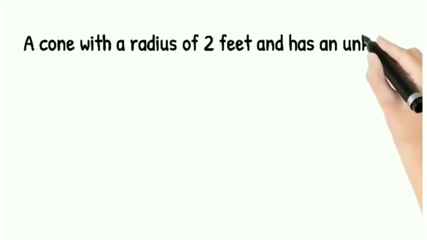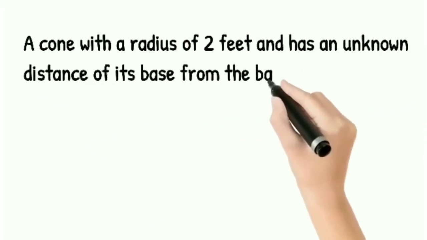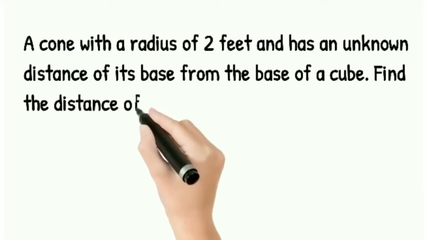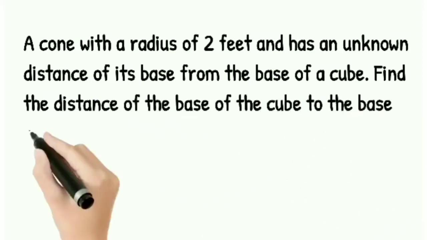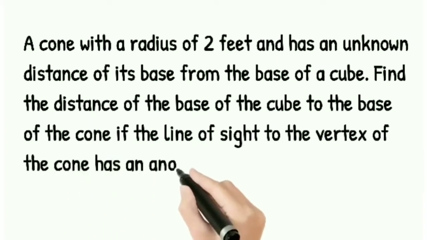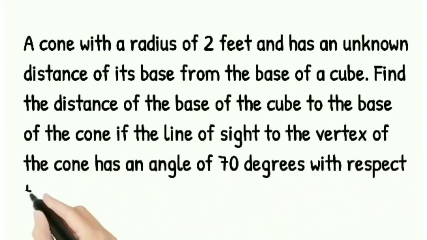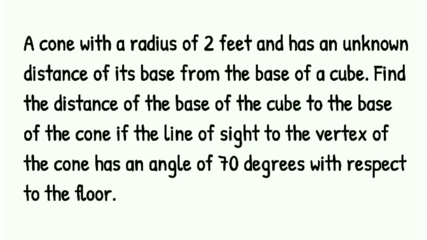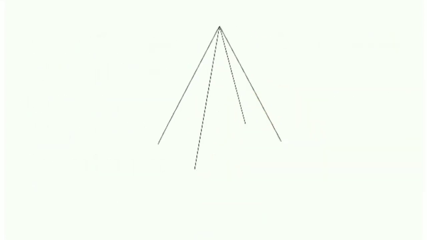A cone with a radius of 2 feet has an unknown distance of its base from the base of a cube. Find the distance of the base of the cube from the base of the cone if the line of sight to the vertex of the cone has an angle of 70 degrees with respect to the floor. Let us now illustrate as stated in the word problem.